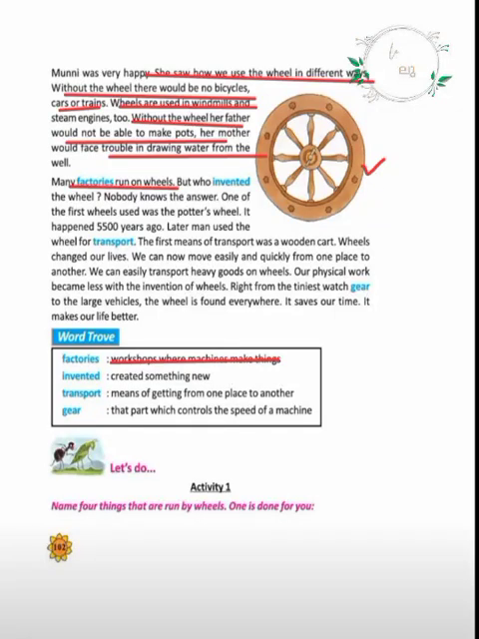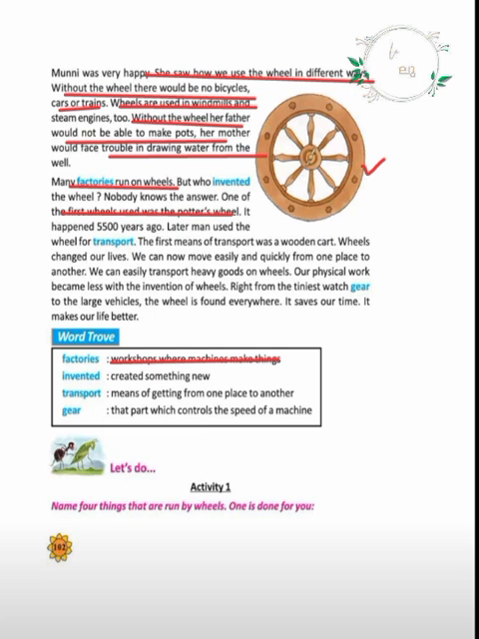But who invented the wheel? You know who made the wheel? Who first invented the wheel? Nobody knows the answer. No one knows who invented the wheel. One of the first wheels used was the potter's wheel. Okay, the first wheel used was the potter's wheel, the same wheel Muni's father used to make pots.